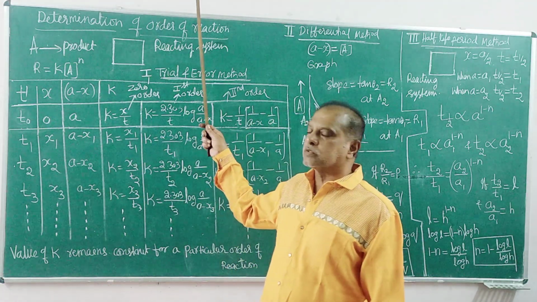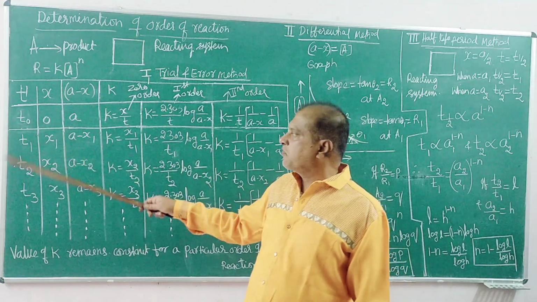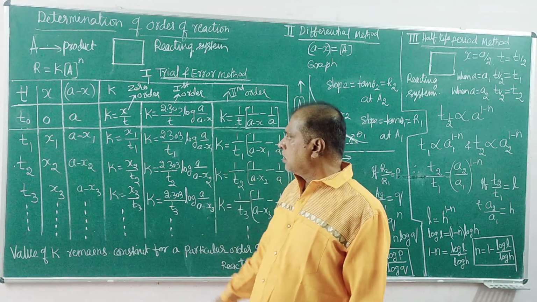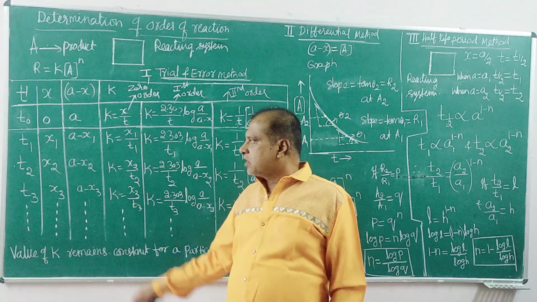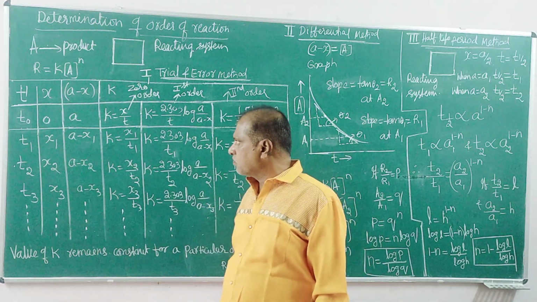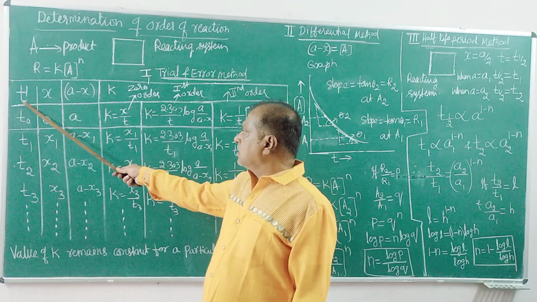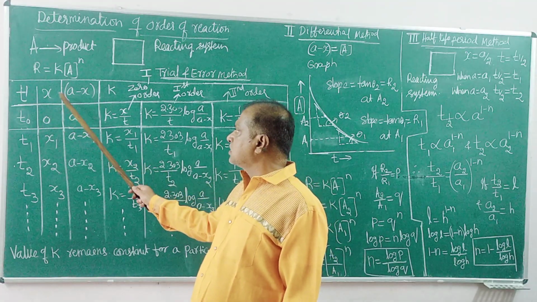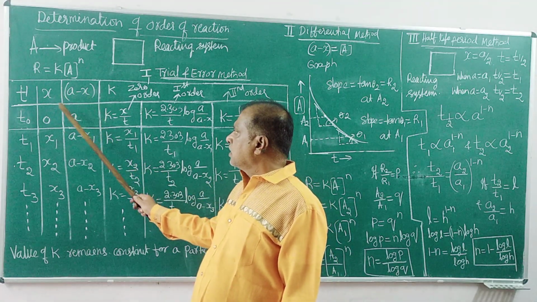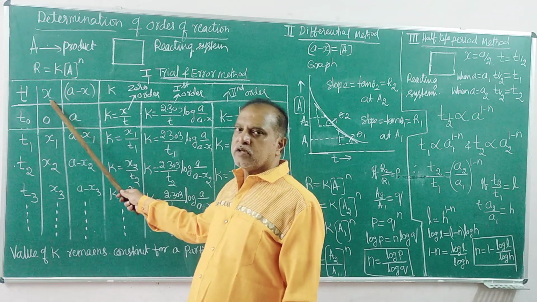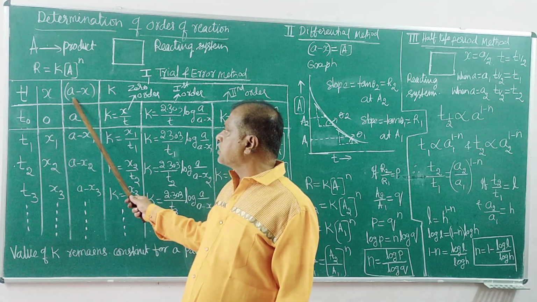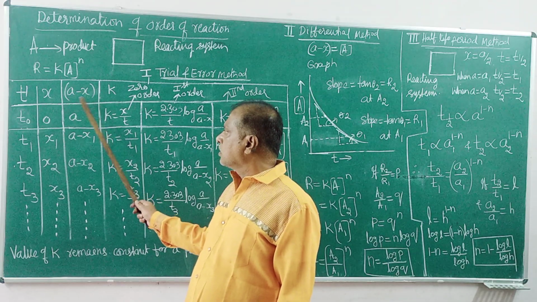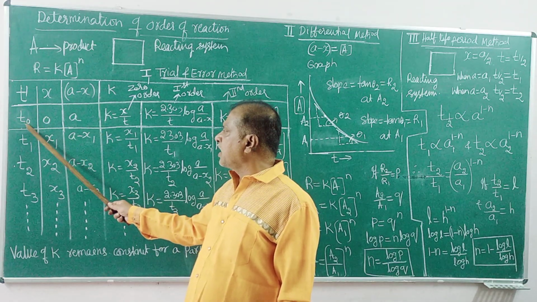Recording of values, observation of values and tabulation of values. Tabulate them like this. This is t, this is the value of x, this is the value of a minus x. x means the concentration of the reactant reacted, and a minus x the concentration remaining. The time is at different times.